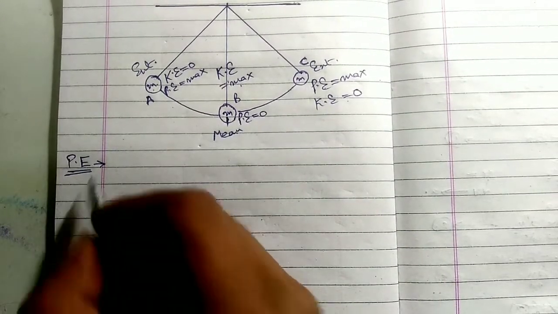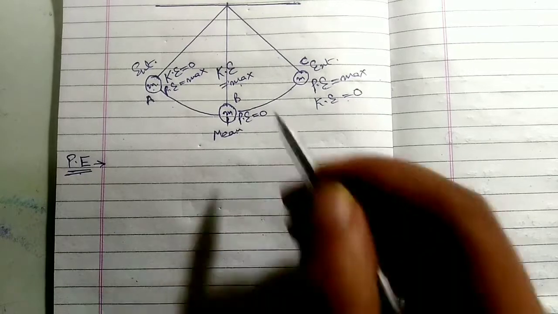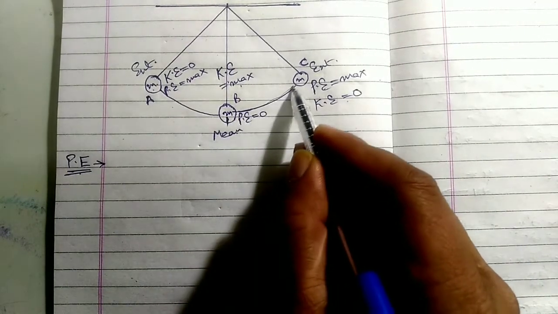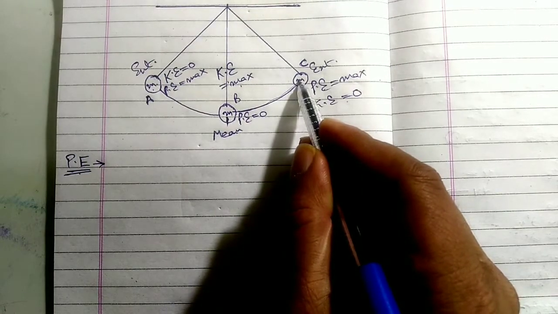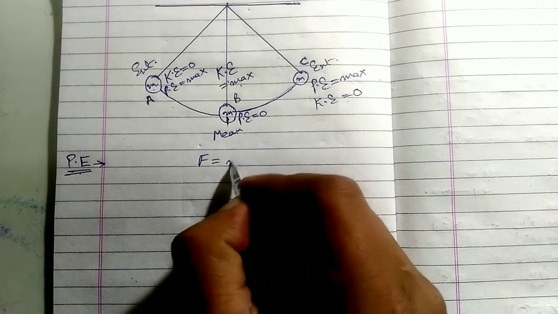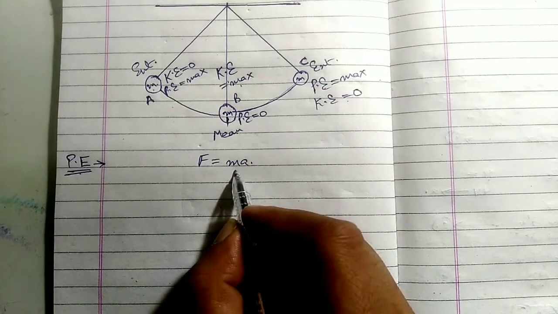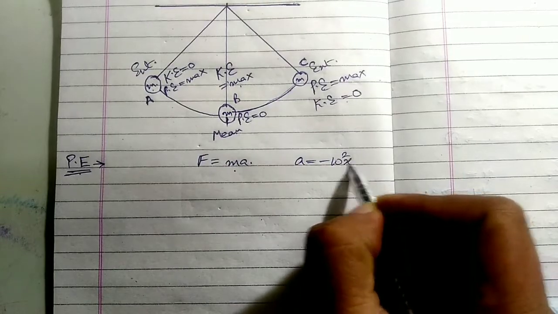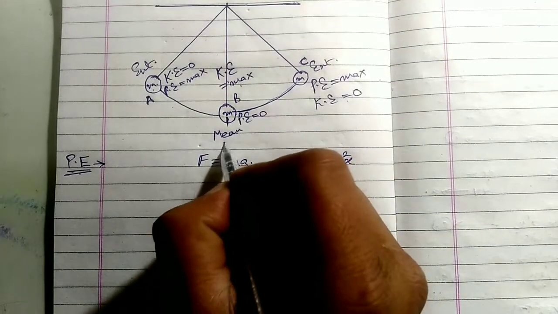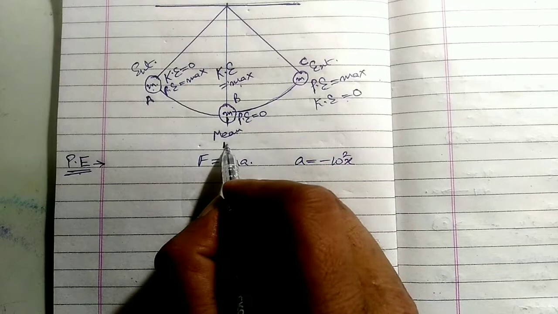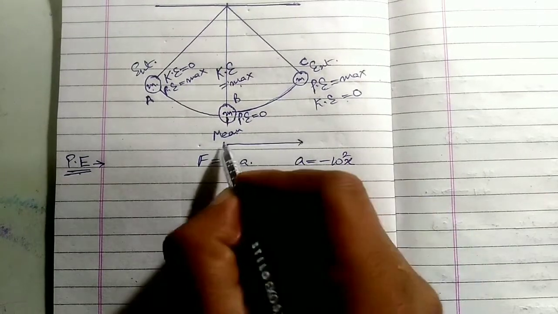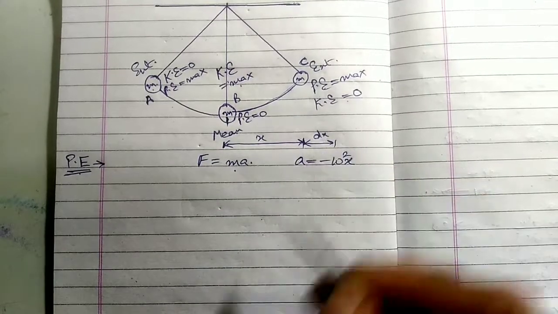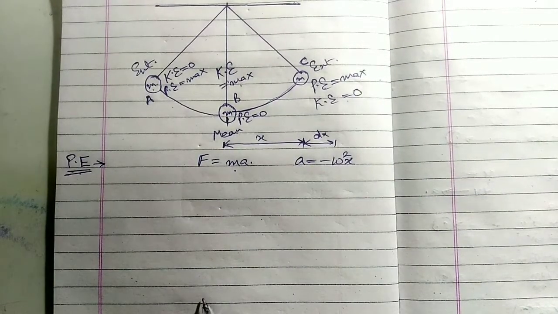So first of all, we will find the potential energy. Potential energy means we have to do work in lifting the pendulum here. Okay, so according to Newton's law, F is equal to m into a, where m is the mass of the pendulum. According to SHM, a is equal to minus omega square x, where x is the displacement of this pendulum, means from here to here, this is the displacement and this is the small displacement.